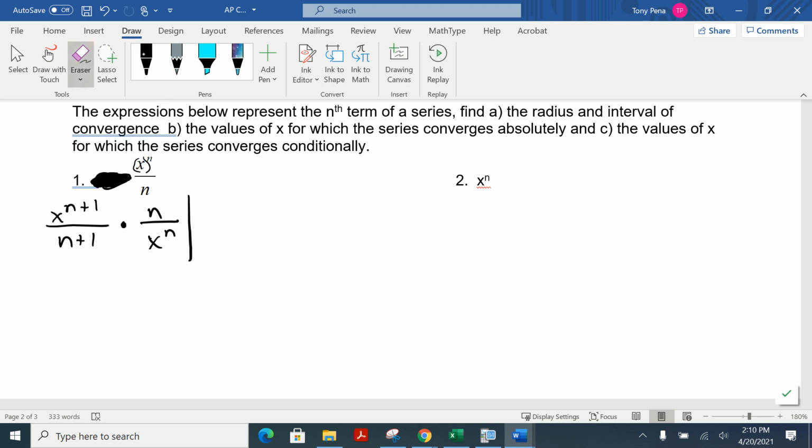The difference being, since we now want an interval of convergence, that's what the absolute value means. It's within a certain little radius in either direction. So we're going to do the absolute value of our ratio test.